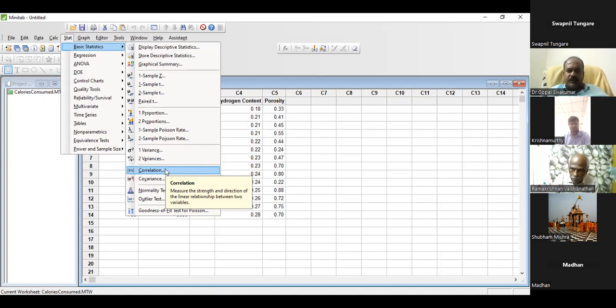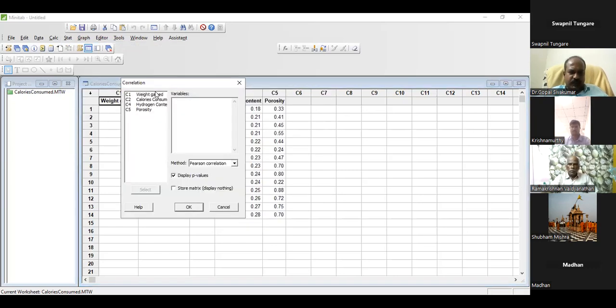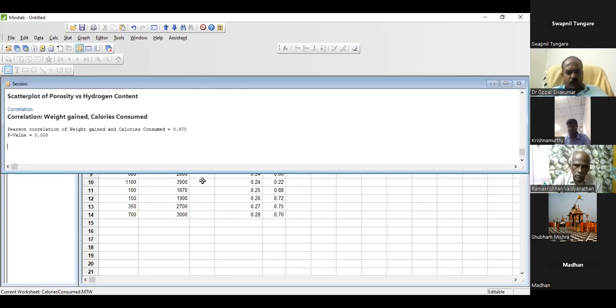So the description goes like this. Correlation will measure the strength and direction of the linear relationship between two variables. You have already seen in the scatter diagram that the relationship is linear as far as calorie consumption and weight gain are concerned. So I'm selecting this. The two variables are weight gain and calorie consumption. There are two methods here, and the familiar method is Pearson correlation. Choose, and you can give OK. Once I give OK, Minitab has given me the Pearson correlation coefficient.